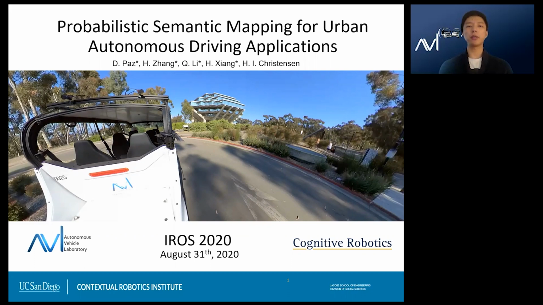My name is Qingru Li, and today I'm going to talk about our method of generating probabilistic semantic map for urban autonomous driving applications.